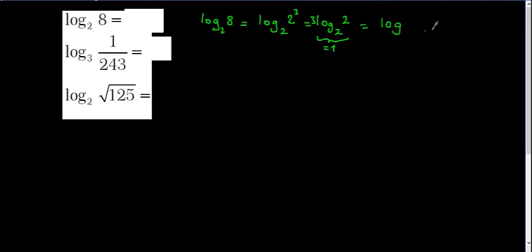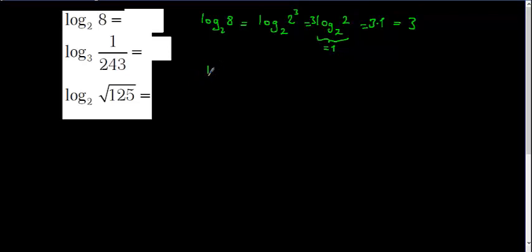Okay, the next question. Logarithm base 2 of 8, logarithm base 3 of 1 over 243, and logarithm base 2 of root of 125. Let's start with logarithm base 2 of 8. Logarithm base 2 of 8 is equal to logarithm base 2 of 2 cubed, and it's going to be equal to 3 times logarithm base 2 of 2. Logarithm base 2 of 2 is equal to 1, so there is no logarithm anymore because it's equal to 1. 3 times 1 is equal to 3.